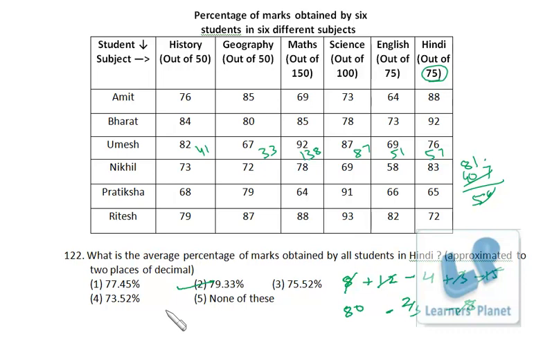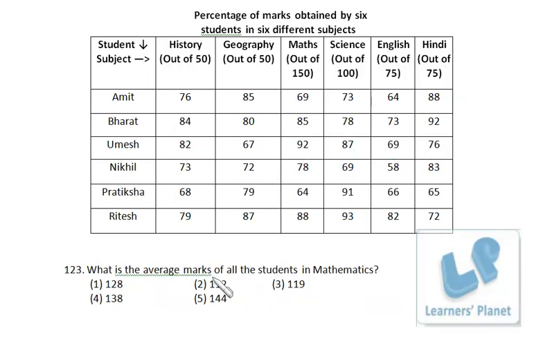Okay, so instead of calculating the marks of everybody, you can directly calculate the average percentage like this, because the base is same, right? All the marks are from 75. Though do not forget, all these are percentage marks.